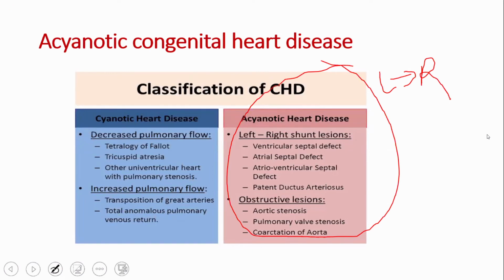We'll talk about individual congenital heart diseases. We'll be talking about atrial septal defect, ventricular septal defect, patent ductus arteriosus, and coarctation of aorta. These are 4 important acyanotic congenital heart diseases.